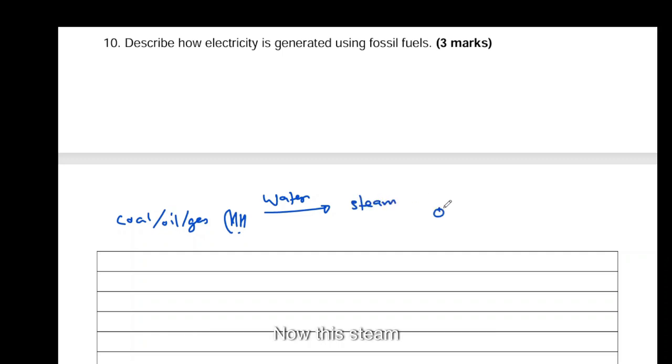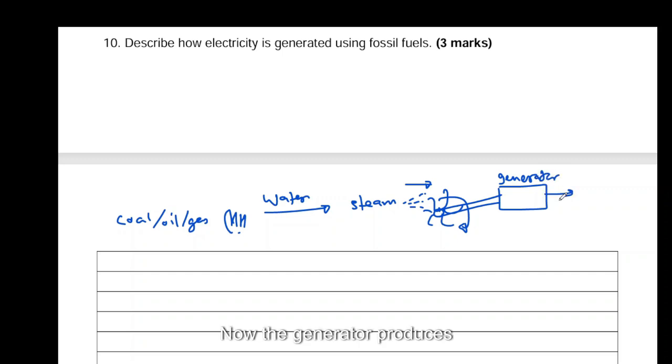Now this steam then hits a turbine. So when it hits a turbine, the turbine rotates and the turbine is connected to a generator. Now the generator produces electricity. Now you don't really need a diagram like that. I just did it to explain it. So let's write the answer.